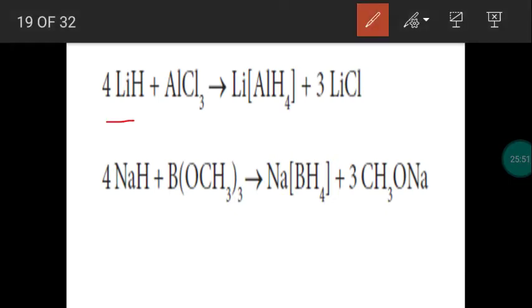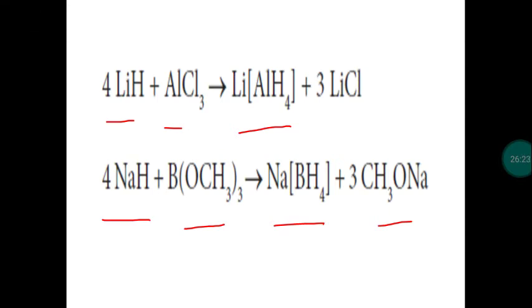These metal hydrides are useful to produce some other reducing agents like lithium aluminum hydride and sodium borohydride. So these reducing agents can be prepared by mixing aluminum chloride with the lithium hydride. It produces lithium aluminum hydride. Trimethyl borate combines with sodium hydride. It produces sodium borohydride with the liberation of sodium methoxide. Right. So metal hydrides are reducing agents. They are useful to produce some other reducing agents like sodium borohydride as well as lithium aluminum hydride.